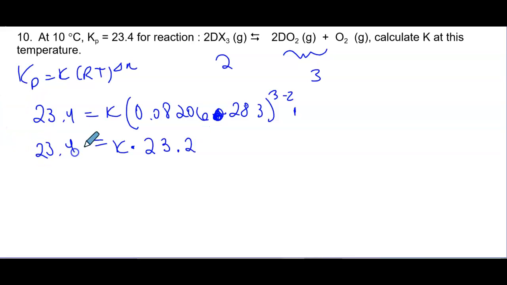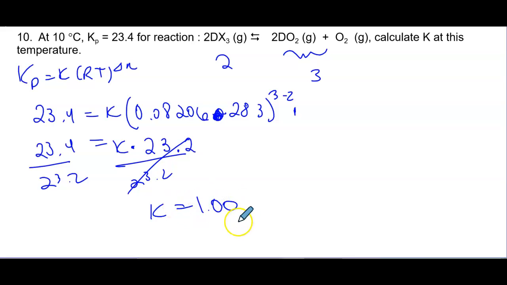And then we have 23.4 over here. So then to solve for K, to get K by itself, I have to take both sides and divide it by 23.2. And then K equals 23.4 divided by 23.2. So K equals 1.00.